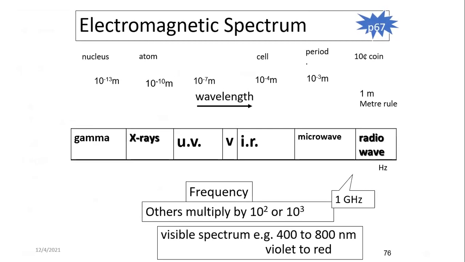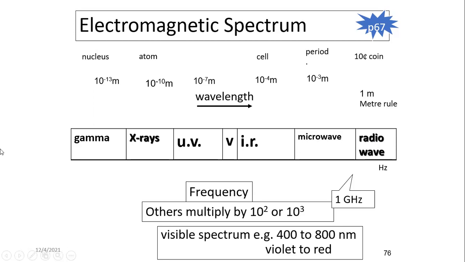Okay, so how are you going to remember? I don't know. Right? But you need to remember. Either you remember the size of the nucleus, 10 to the minus 10. X-ray is the size of an atom. Ultraviolet is 10 to the power minus 7. Cell will be your infrared, 10 to the power minus 4. Period, that means a full stop, is 10 to the power minus 1. This is microwave. Right? Or about 1 millimeter. And then a 10-cent coin or a 1 meter rule is a radio wave.